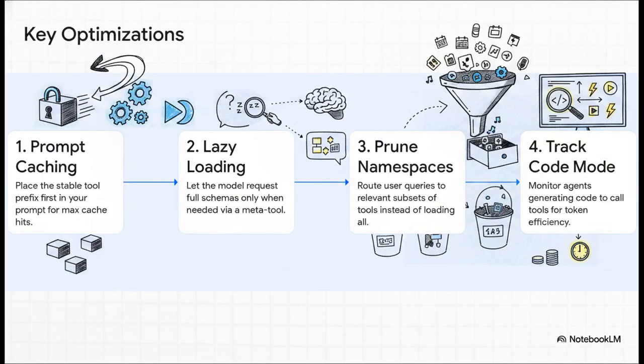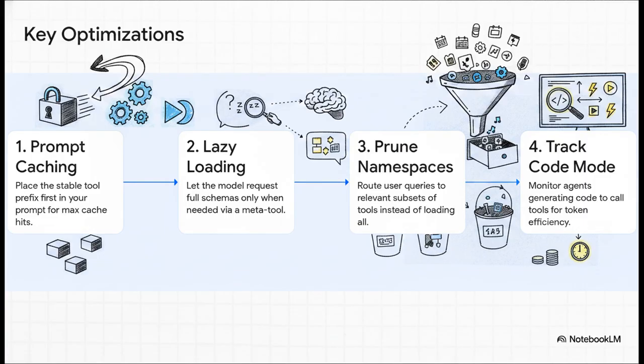All right, now for the really high-impact stuff. First, perfect your prompt caching. You have to make sure that that big, stable block of tool definitions is always at the very beginning of your prompt. That's how you get the highest possible cache hit rate. Second, implement lazy loading. So instead of giving the model the whole library, you give it a library card, a simple meta tool it can use to ask for the full schemas it needs, but only when it needs them.